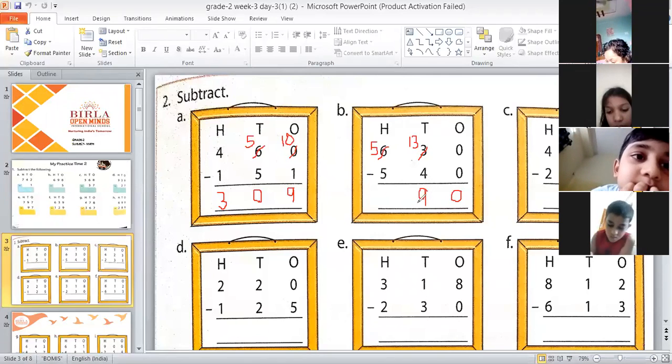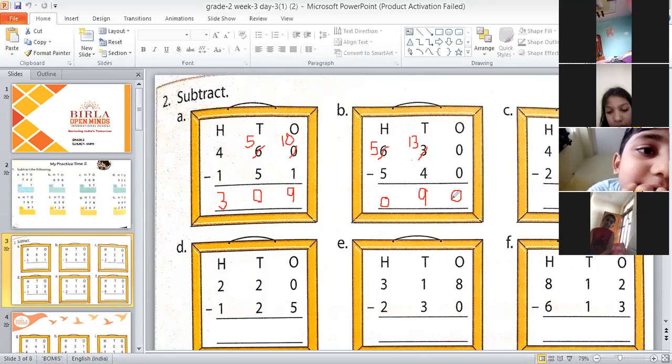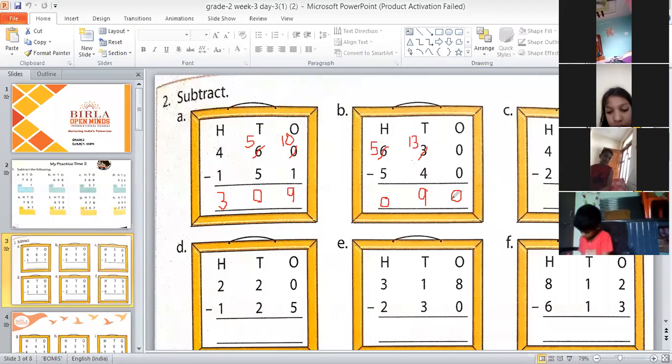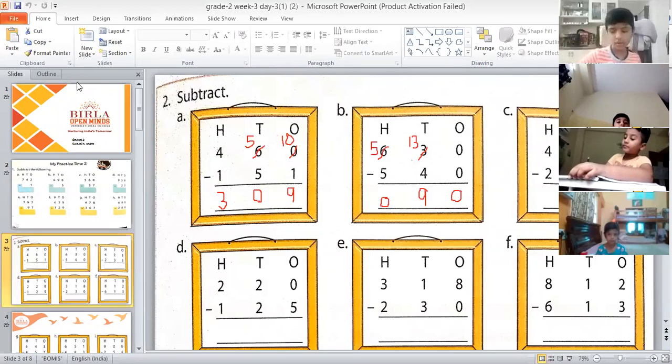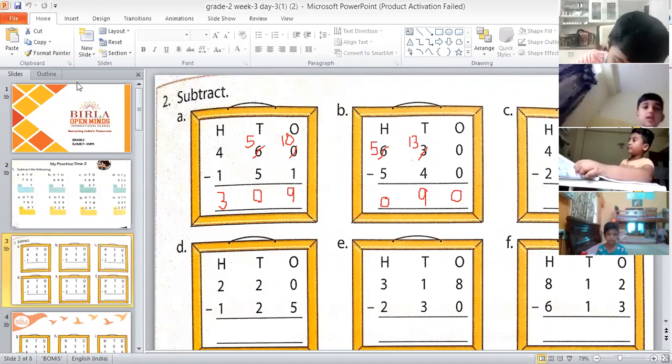And 5 minus 5? 0. So we will write here 0 in hundreds place. What is the answer? Read answer. Aryan, what is the answer? 90. Is it 90 or 900?